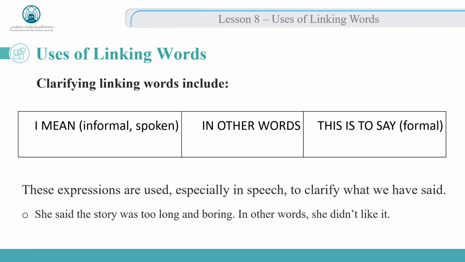Some linking words are used for clarifying. These include I mean, in other words, this is to say. But note that I mean is informal and it tends to be used in spoken language. And also, this is to say is formal. These expressions are used especially in speech to clarify what we have said. Example, she said the story was too long and boring. In other words, she didn't like it.